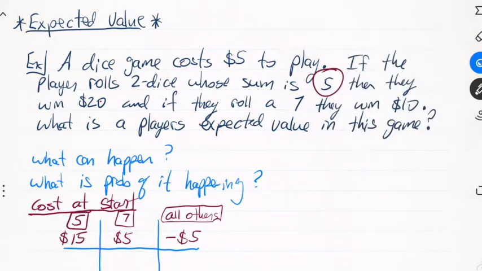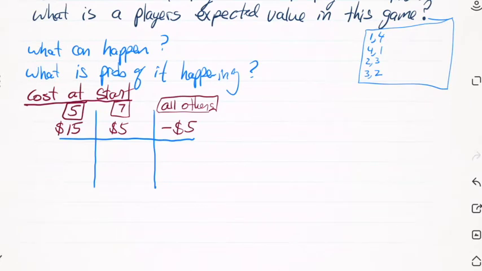So the probability of rolling a 5, I'm going to come over here to the side. Dice that add up to a 5 are 1 and 4, 4 and 1, 2 and 3, 3 and 2. And I think that's it. Nope, 5 and 0 doesn't exist. So there are 4 out of, and you have to remember this about dice, it's not 12, it's 36. It's 6 times 6. So this is 4 over 36.